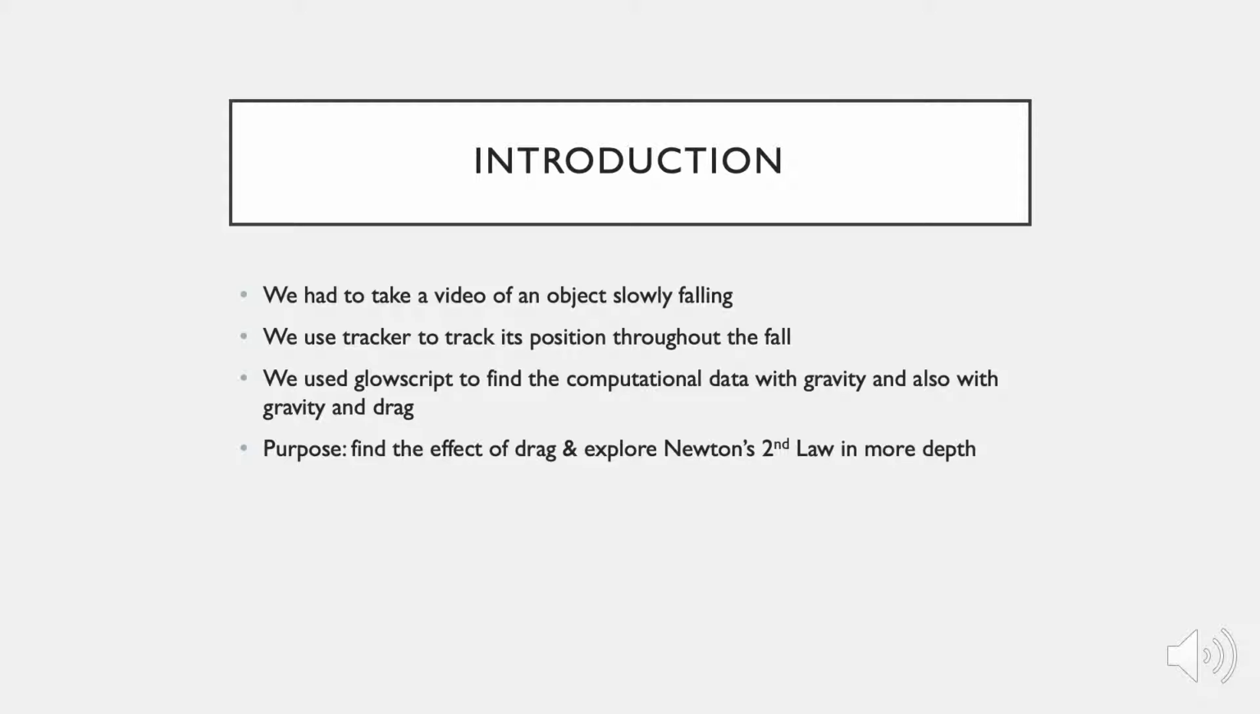In this lab, we had to take a video of an object slowly falling. The fall must be slower than that of a rock falling. I used a ball of socks. We used Tracker to track its position throughout the fall, and then we used GlowScript to find the computational data with gravity acting on the object, and then also with gravity and drag acting on the object. The purpose is to find the effect of drag and to explore Newton's second law in more depth.